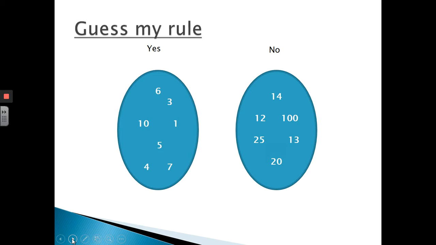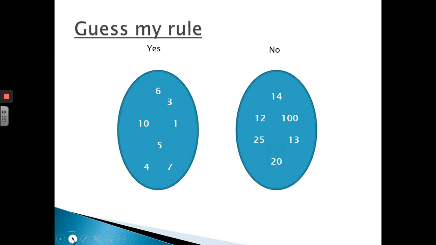Okay, you guessed it. The one that says yes on the left-hand side, the rule is numbers less than 11. Those numbers on the left-hand side are less than 11, so yes, they follow the rule, and no, the ones on the right do not follow the rule. And you can apply this to multiples and factors and all sorts of other different numerical ideas.